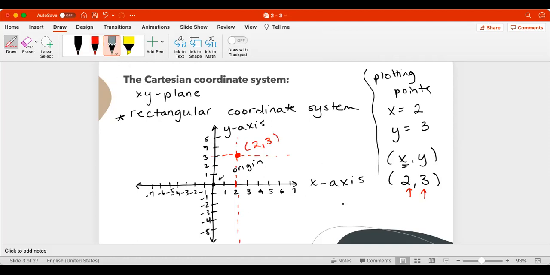Let's try another one. Let's go with the point -4, 1. Let's see if we can plot that real quick. So -4 is the x, so we find -4. There it is. And then we find, now if you need to, you can make a dotted line. When you get used to this, you won't have to do that so much. And then you find 1. And where these two cross, that's the point -4, 1.